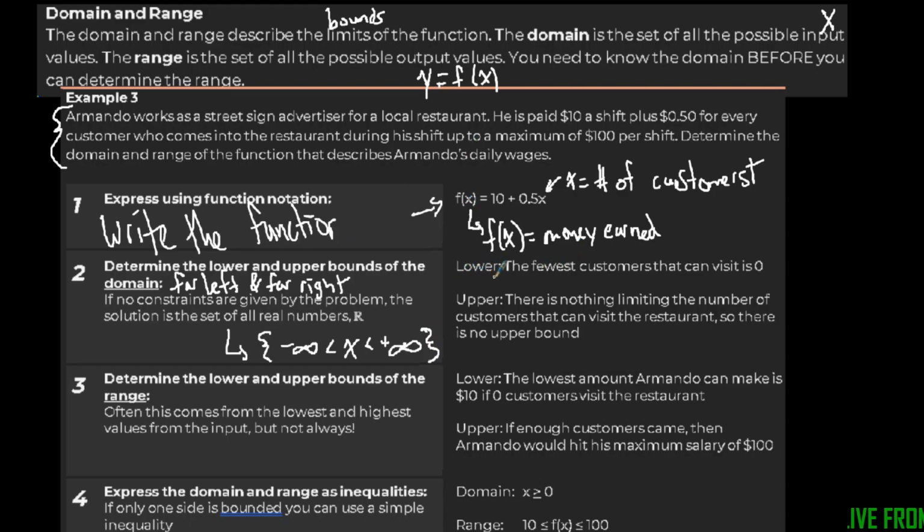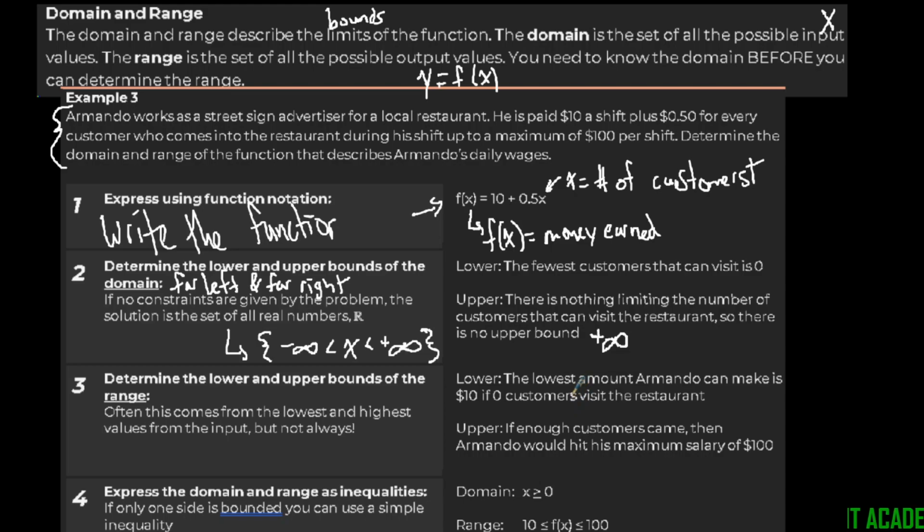So our lower bound for our domain is the fewest number of customers, which is 0. That makes sense because if no one came out, we can't have negative numbers, since we don't have negative customers. So the smallest value is going to be 0. Then for the upper bound, there's nothing limiting the number of customers that can visit the restaurant, so there is no upper bound. So we're going to say that's positive infinity.